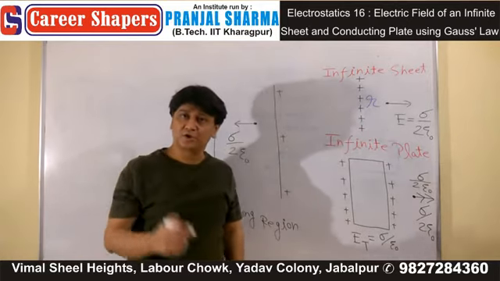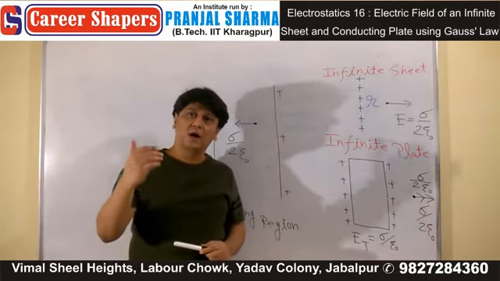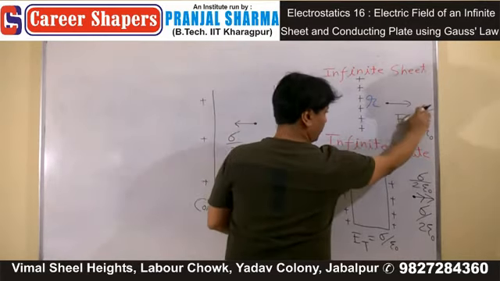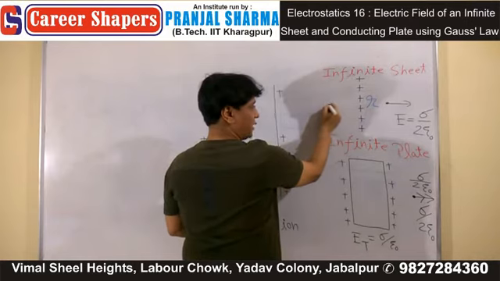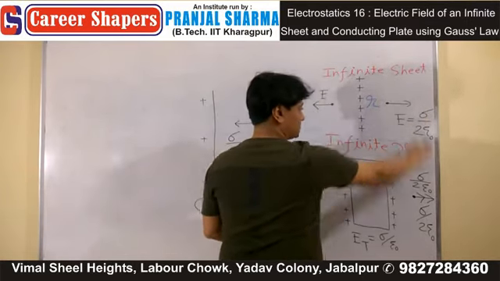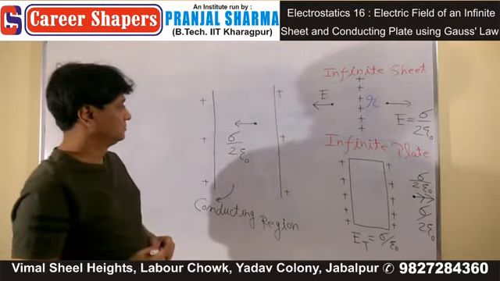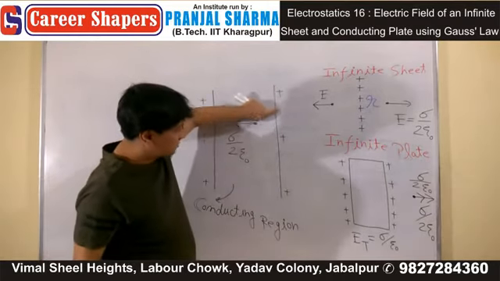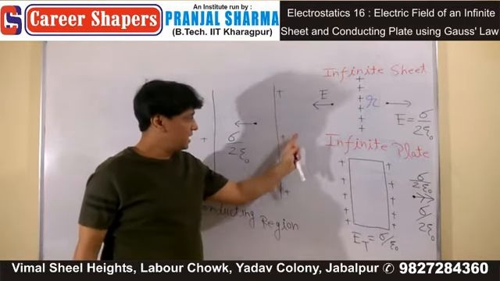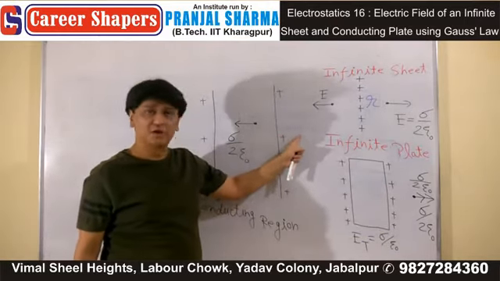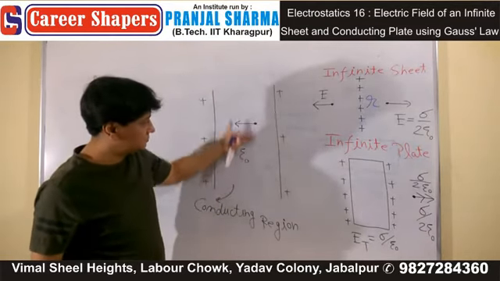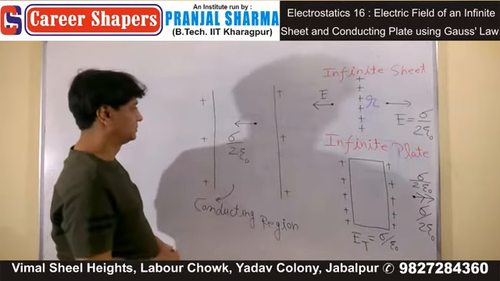And what is the direction? Direction is away from the positive charge. If you are here, then this is the direction of E. Away from the positive charge. So for this, over here, we calculated electric field in this region. But now I need electric field at this place.